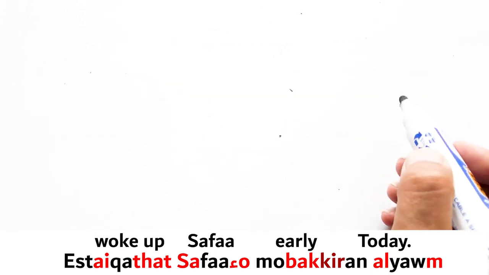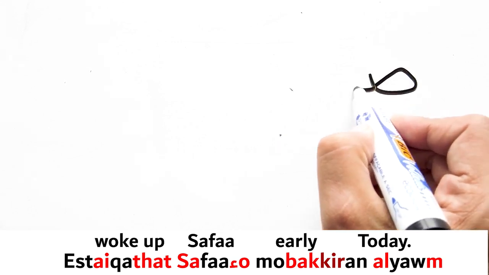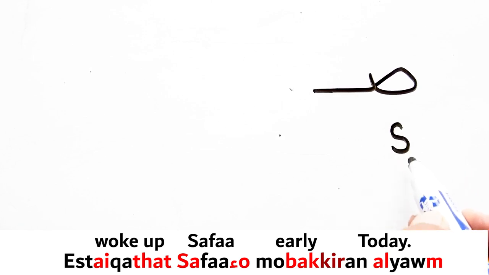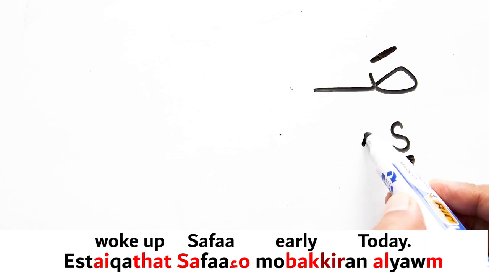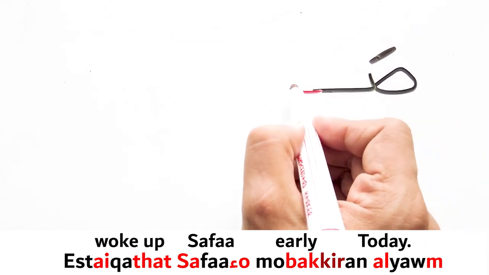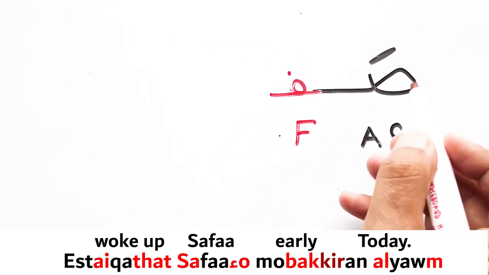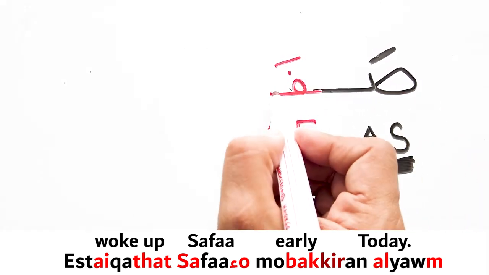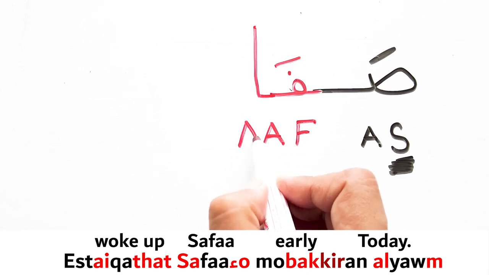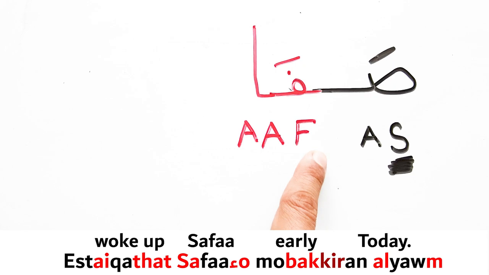صفاء. The name of the girl. So pay attention. This letter sounds like strong S. It is not se. It is sa. And here with this mark on the top, it sounds like A. Sa. F. Safa. The sound of F. This mark sounds like A. Safa. Long vowel alif. So it will add another A here. So Safa.